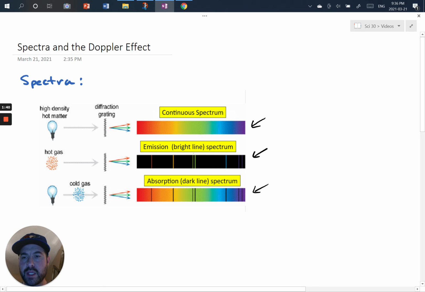Now, the most common one that we tend to look at is the absorption spectrum. And so this is when, if we had a hot object producing all the wavelengths of EMR, of visible light, and it passes through a cooler substance. Now, this is the spectrum that we would get probably when we're looking to analyze stars.